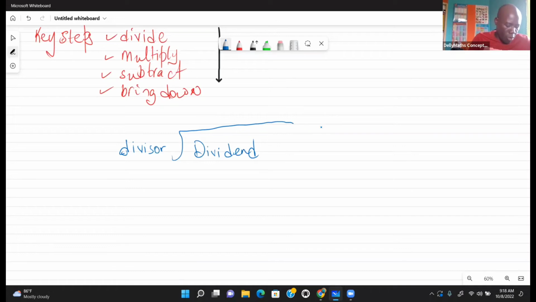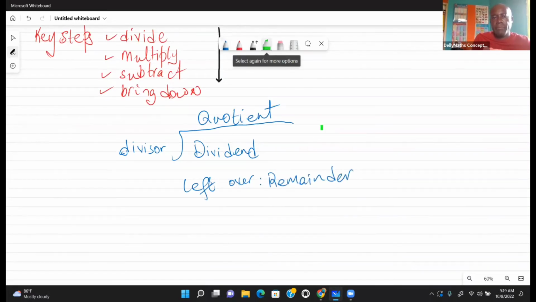And then we have another thing on top. It's called the quotient. And then down here, whatever is left over, we call the remainder. And then there is the leftover, I'll say leftover, is the remainder.